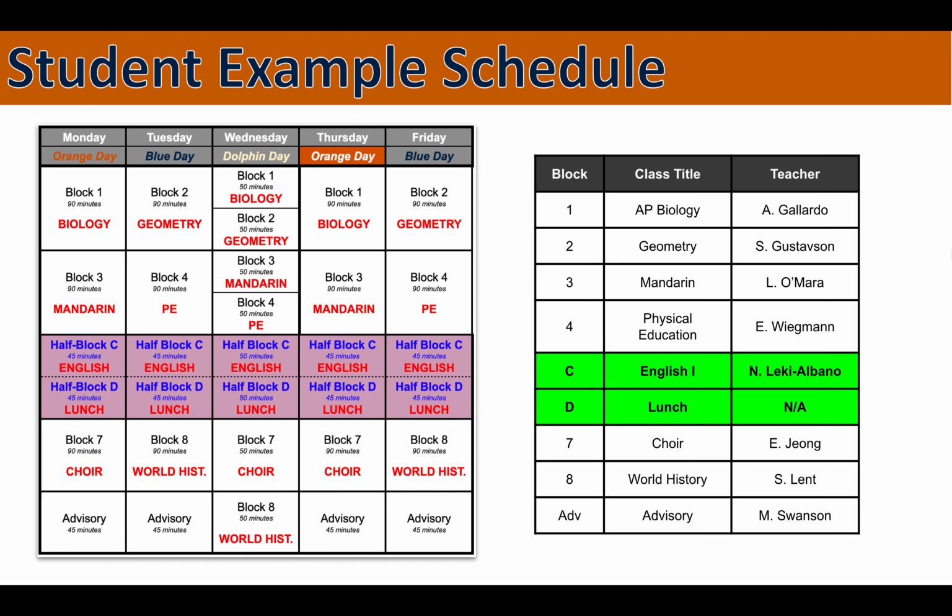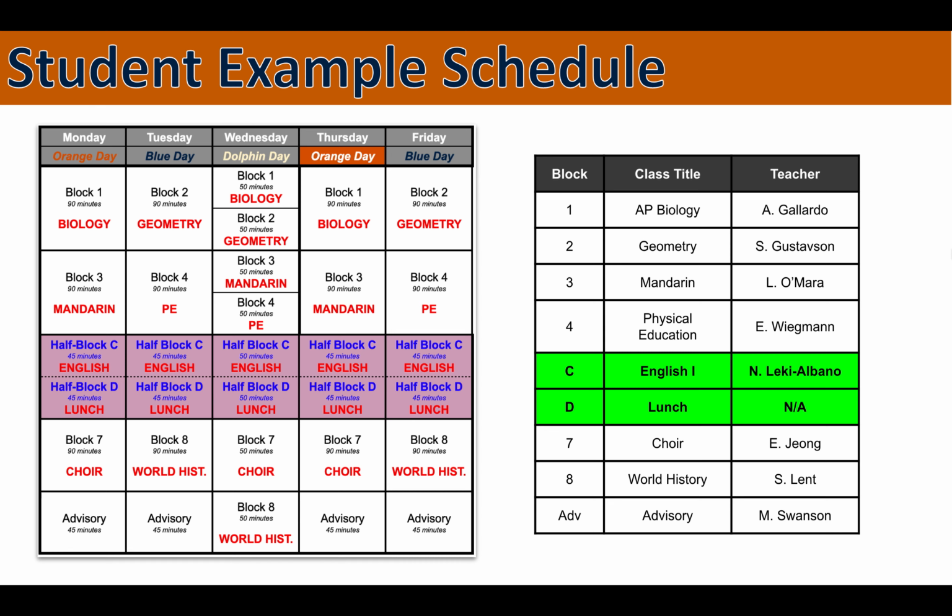Now, if you look at the student's schedule on the right, there is no block 5, which would normally be after block 3. And the reason being is because instead of block 5, half block C, half block D take its place. So you see half block C is 45 minutes, half block D is 45 minutes, the lunch is during D, English is during C. After lunch, we resume with full blocks. Block 7, in this case, is choir, and then we go to advisory.